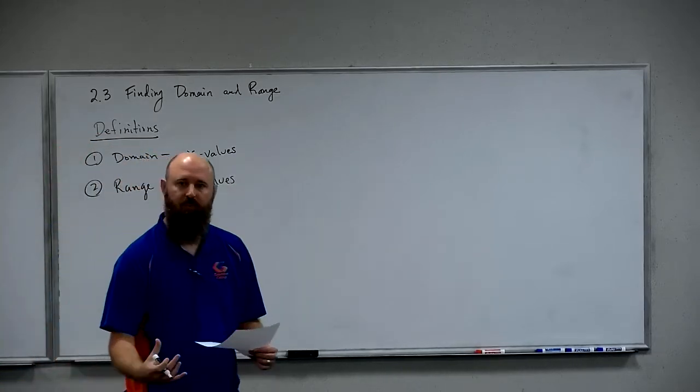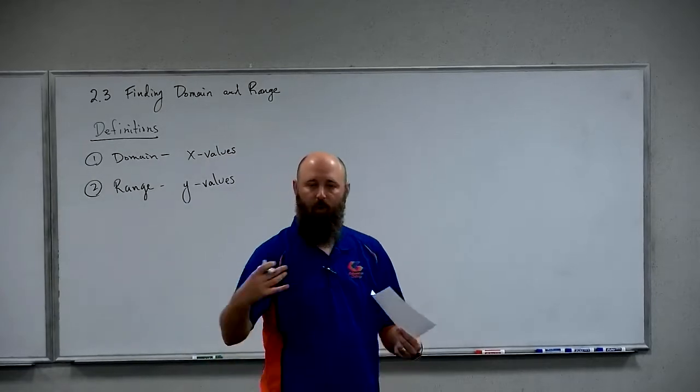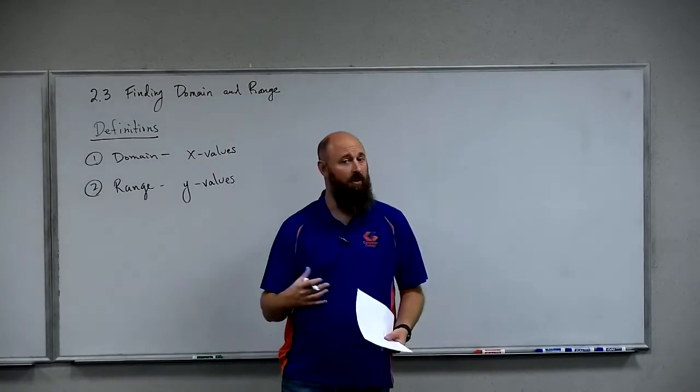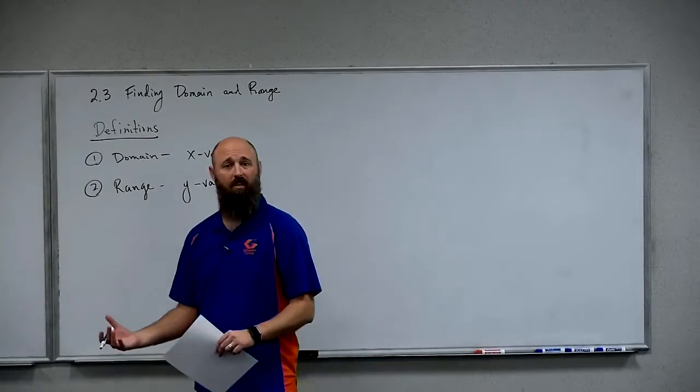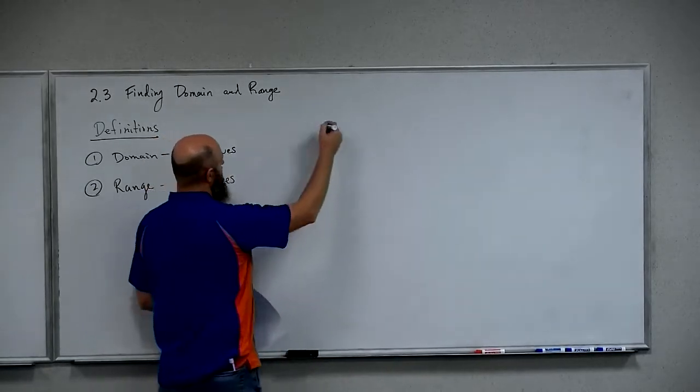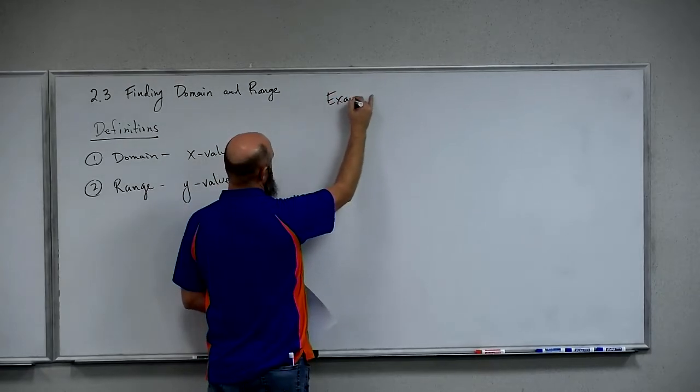Okay, so we want to look at a few different types of things, different representations, and be able to tell what is the domain, what is the range. We don't need to do a mapping diagram like we did the other day because it tells us what the domain and the range are, but we are going to focus on some other pieces, okay?